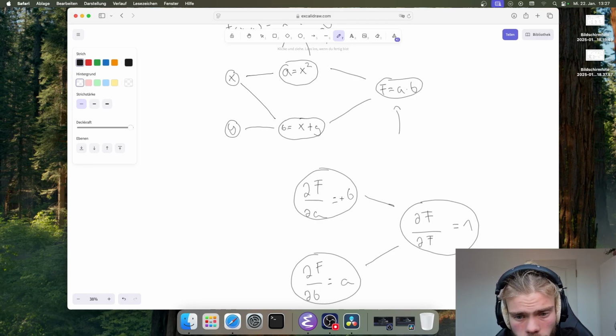And let's start with the a node. The a node has the input of x. That means we have to calculate the derivative of the parent node, that is now a, with respect to x. And the derivative of a with respect to x is the derivative of x squared with respect to x, that is 2x.